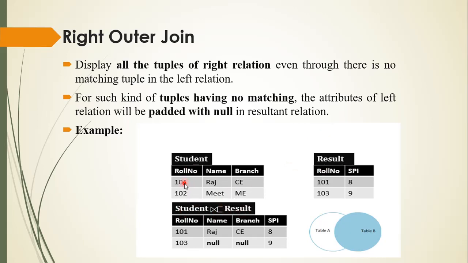So what happened for 101 Raj? We have a record, 8 SPI, so it will display. Now we are considering only the right side relation table, all the tuples of the right relation. So in the right side table, this is our result. The 103 record, roll number is 103, SPI is 9, but for that 103 we have no name and branch in the student table, so it will display null. Okay, so it is very easy.